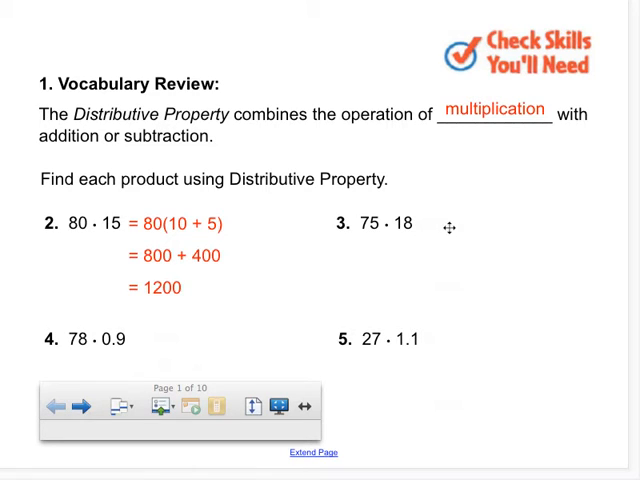Take a look at this. Isn't 18 the same as 20 minus 2, right? And then we know 10 times 75 is what? 750. Well, 20 is double 10, so what's 1,500? And then 20 and 2 are related by a power of 10, right? So if this is 1,500, 75 times 20, then this is 75 times 2 is going to be 150.